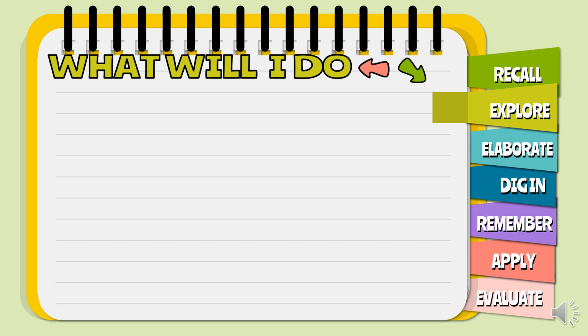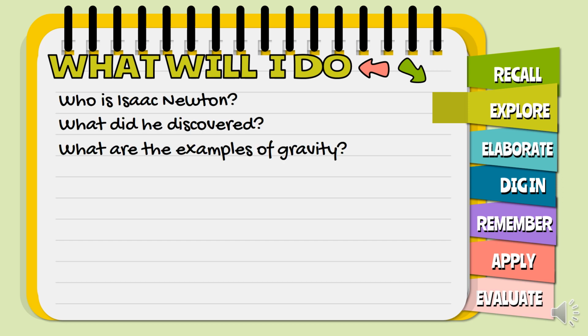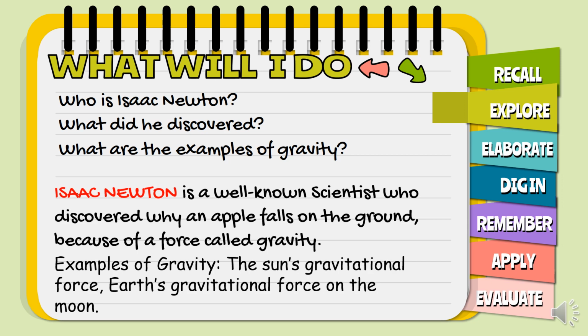Did you learn something about the video? Question: who is Isaac Newton? What did he discover? What are the examples of gravity? Correct. Isaac Newton is a well-known scientist who discovered why an apple falls on the ground because of a force called gravity. Examples of gravity: the sun's gravitational force, Earth's gravitational force on the moon.